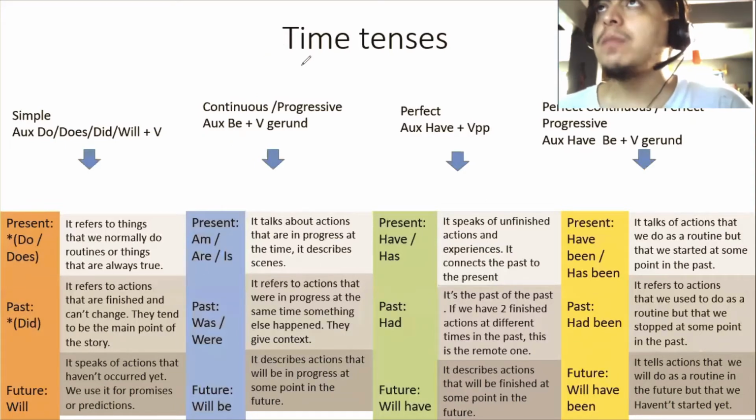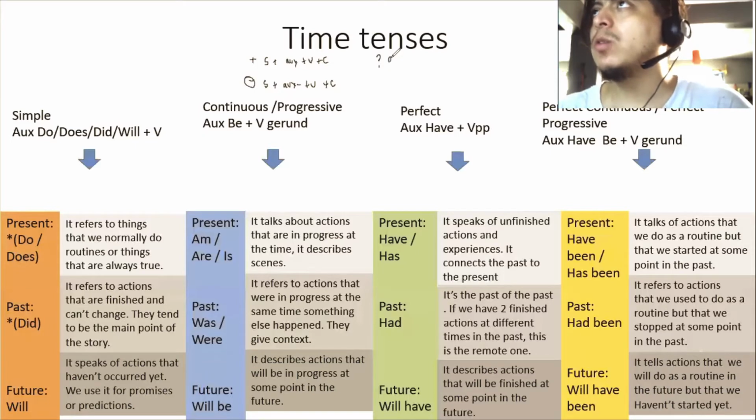In the future, you have again affirmative statements: subject, auxiliary, verb, and complement. Negative statements: subject, the auxiliary takes the negative, then you have the verb, and then the complement. Questions are the same, but you reverse the order. If you make a question, you start with the auxiliary, subject, verb, and complement.